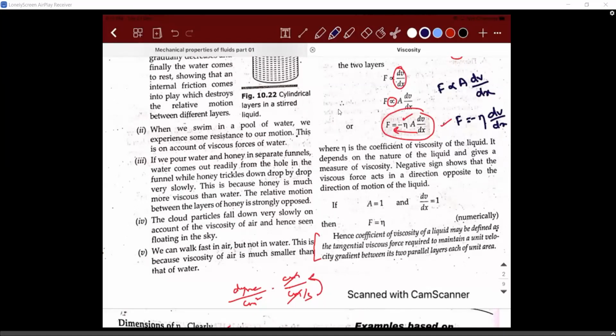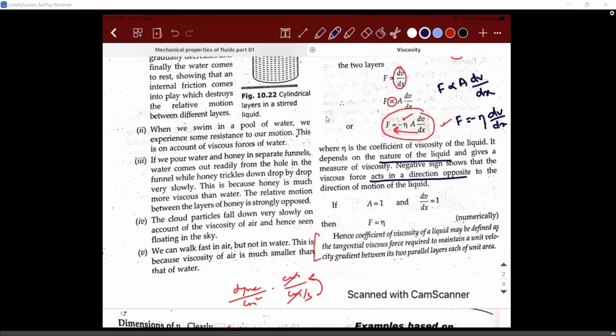Here, neta is called the coefficient of viscosity of the liquid. So it depends on what? It depends on the nature of the liquid, obviously, and it gives the measure of viscosity. The negative sign indicates that the viscous force acts in the direction opposite to the direction of motion of the liquid. Now we need to define it.